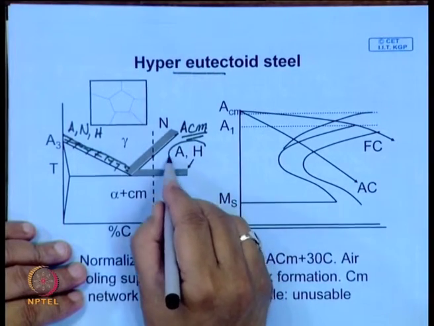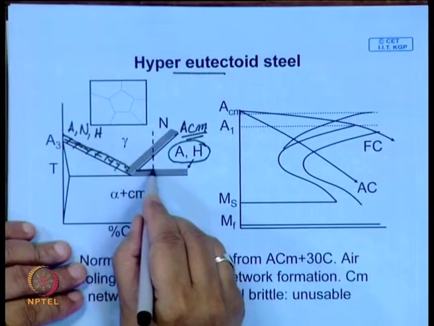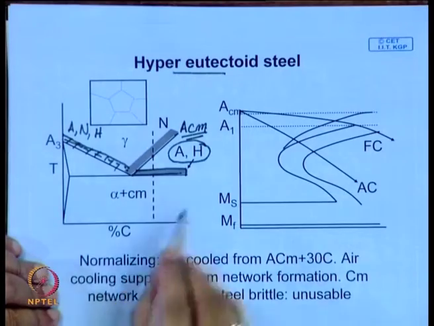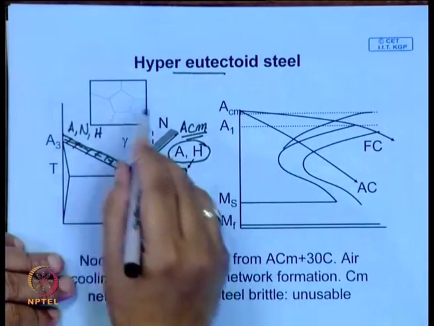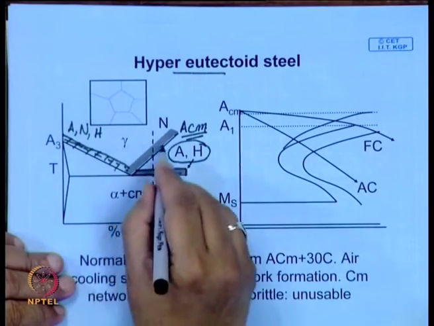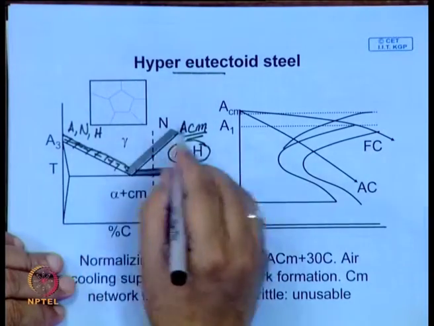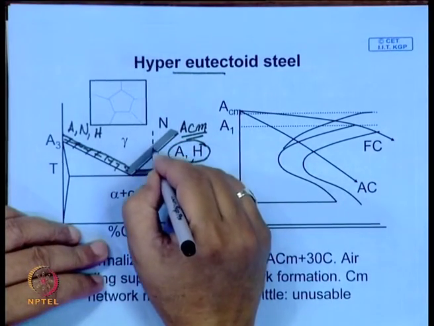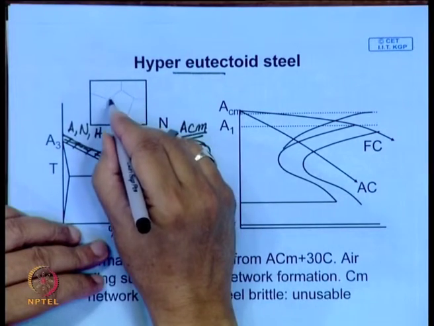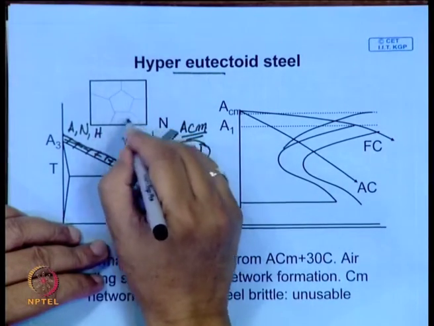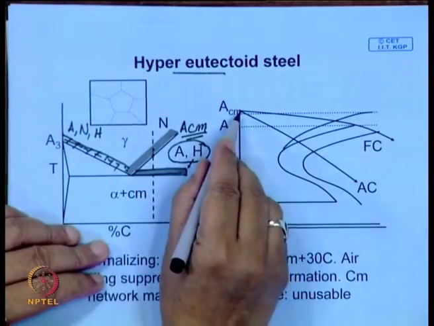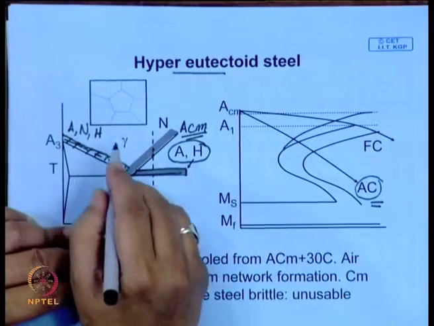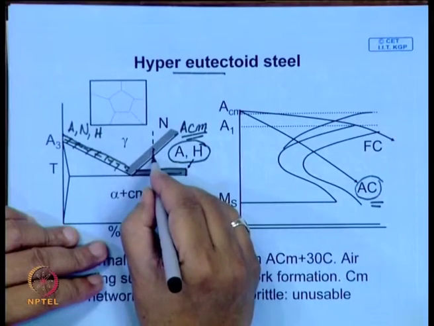Whereas, for annealing and hardening, your austenitization temperature is in this region. Now, the obvious question is why. In the case of normalizing, if you are heating here, you will have a completely austenitic structure, fully austenite, and then you follow air cooling. And what happens as the temperature goes below this?